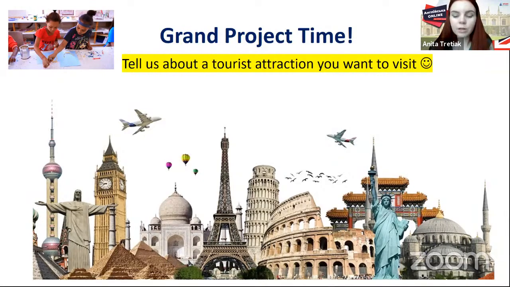There will be one winner, and this winner will have a really, really nice present. I'm not going to tell you what present this will be. Let it be a surprise. But please remember that you can have the present for this. Then what this project must be about. In this project, you need to tell us about a tourist attraction you want to visit. So, for example, you want to go to Paris and see the Eiffel Tower, or you want to go to London and see Big Ben, or maybe pyramids in Egypt, whatever you want. You need to tell us about this tourist attraction.